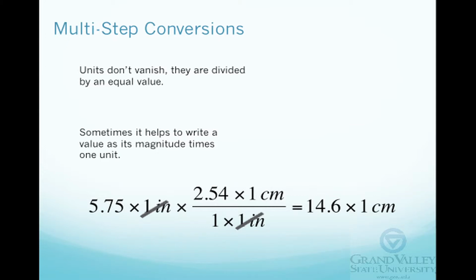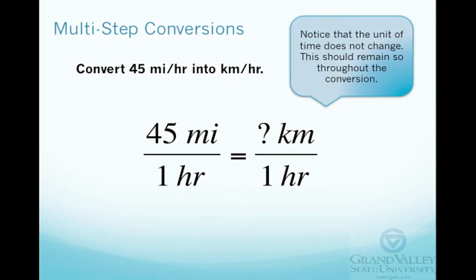Let's try one of these multi-step conversions that are a little bit more challenging. If we were to try and convert 45 miles per hour to kilometers per hour, we must take notice that there is a component of the unit that remains the same. The unit of time, hours, should remain the same throughout the conversion.